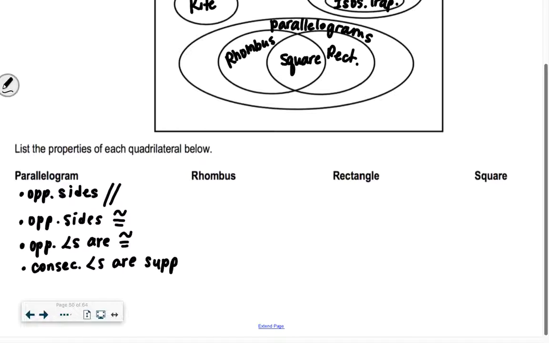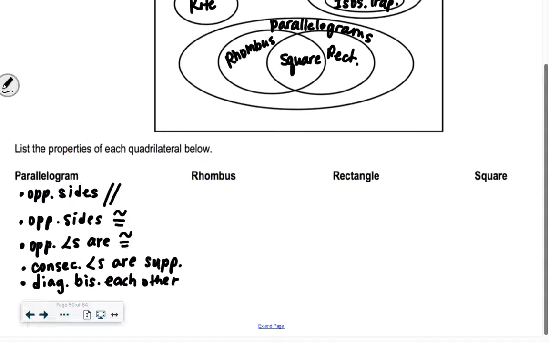Do you guys understand all of my abbreviations? Okay, the 5th one is one everybody always forgets. Diagonals bisect each other. Exactly. Diagonals bisect each other. I could probably just say diagonals bisect, and you know what that means, right?